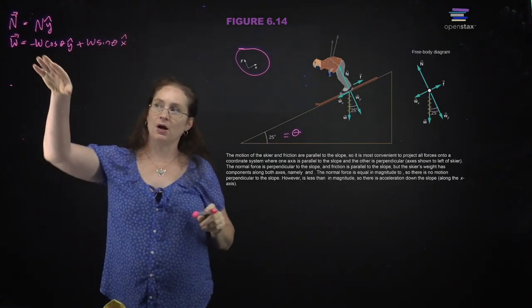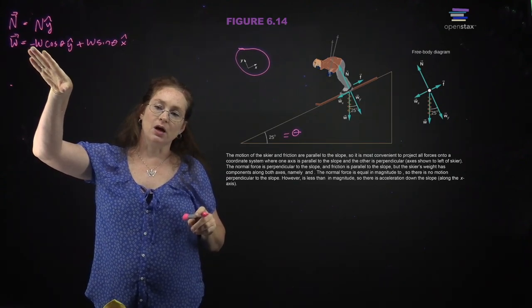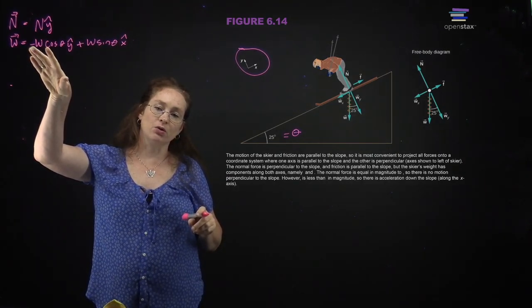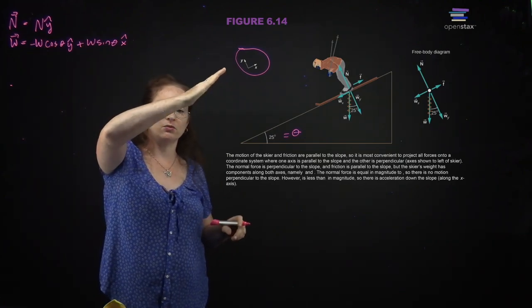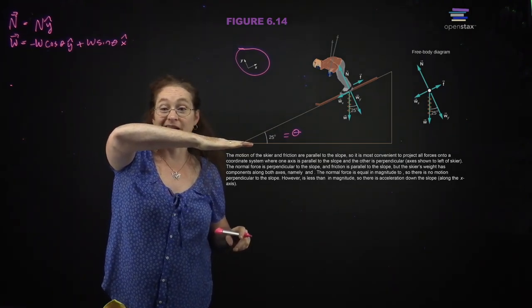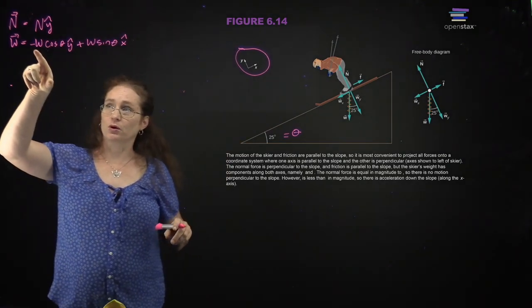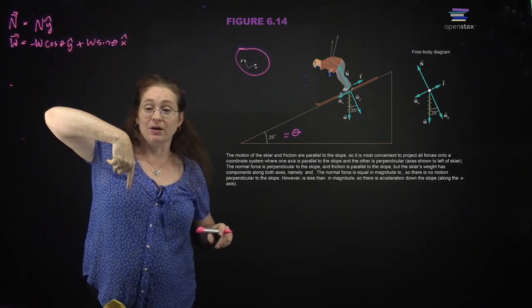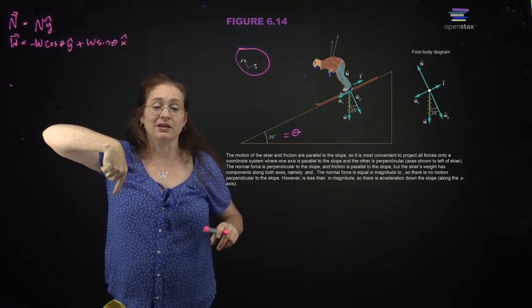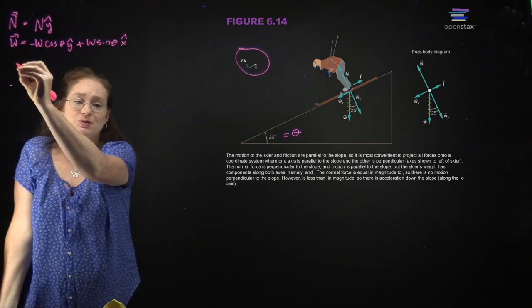All right, so now I'm going to do a sanity check. When the angle is zero, all of the weight should be in the y direction. When my inclined plane is not actually inclined, I should get back to gravity as I had it before. So if I plug in theta equals zero, my weight is entirely in the negative y direction. Good. I like when that happens.